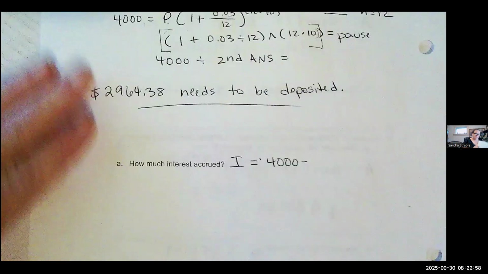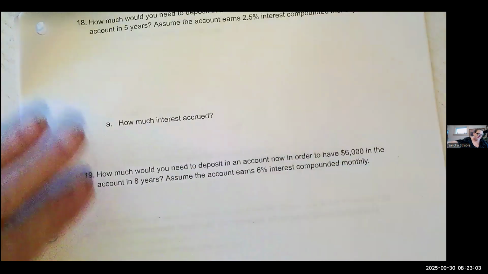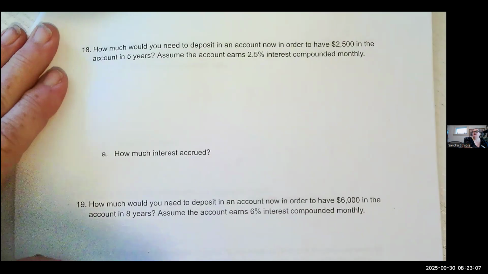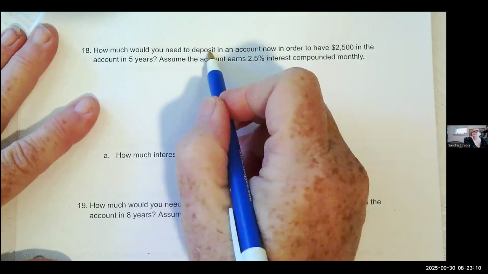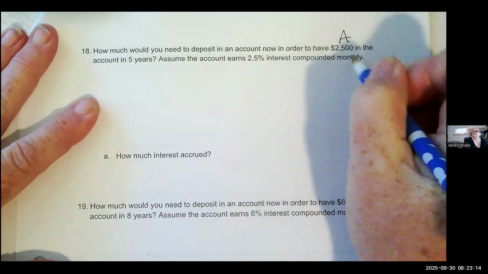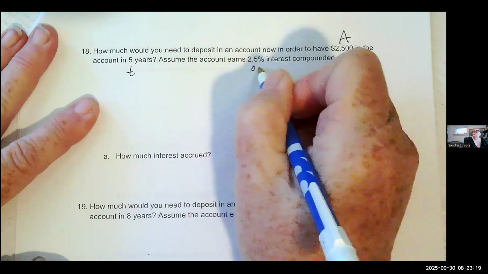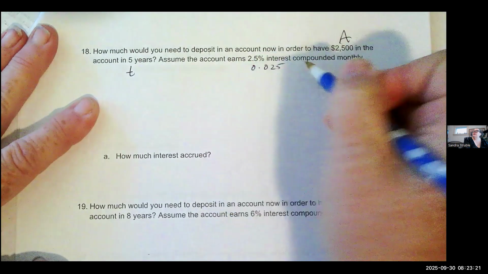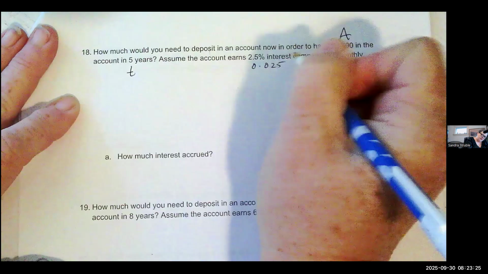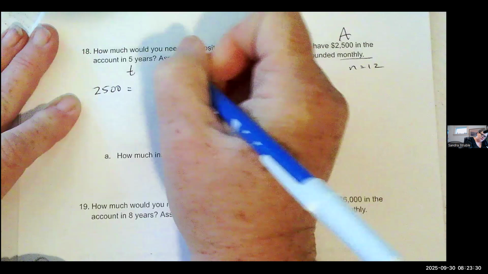Okay. All right. Now, this next one's for you to do. Same exact concept. How much would you need to deposit? We're looking for P in an account now in order to have 2,500 as your A in the account in 5 years. Assume the account earns 2.5% interest, compounded monthly, so N is 12. So we want to have 2,500. Go ahead and pause the video and do this yourself.